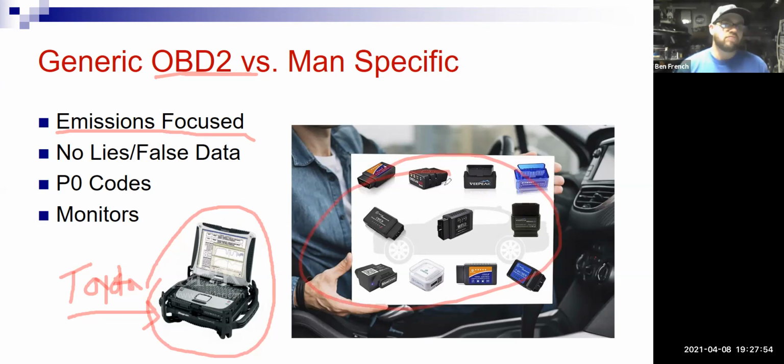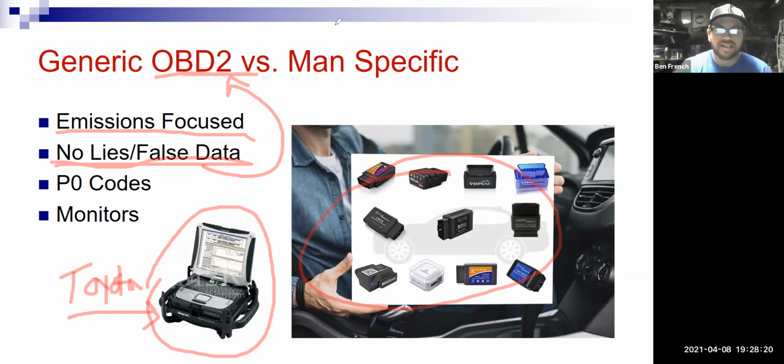But although you don't get everything from the body control module and stuff like that, OBD2 generic data is not supposed to lie to you. It's not supposed to give you false data. If the coolant temperature sensor is unplugged, it's going to say 40 degrees below zero. It's not going to say, oh, it's at 180 degrees, okay? Because the laws and regulations of OBD2 don't allow it to do that.